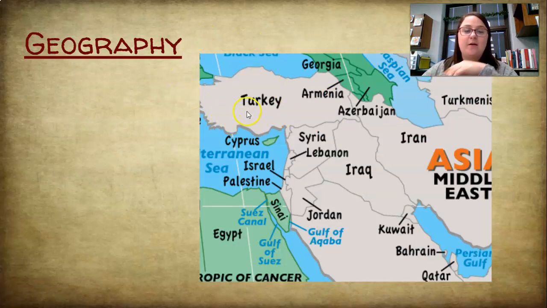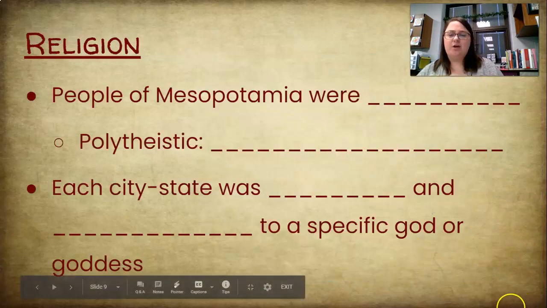So we have Turkey up here, we have Israel, Palestine, we have Syria, Lebanon. On the left here would be the Euphrates, and the Tigris would be on the right. So that's coming up from the Persian Gulf. And Iraq kind of made its borders around those two rivers. I think that's it for geography, yes.